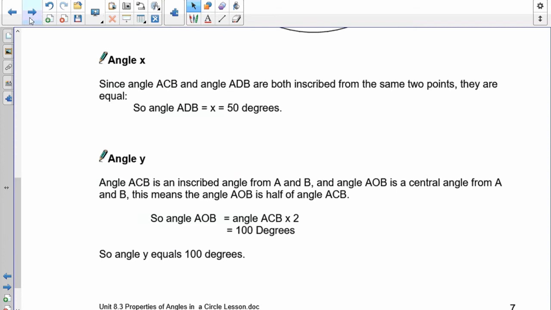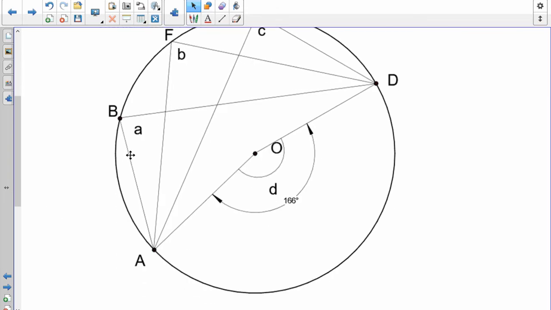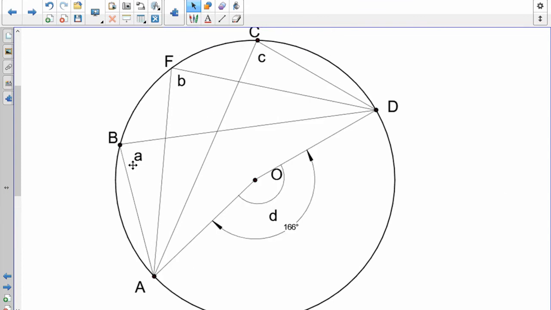Okay, moving on. Here's our next example. This is again testing whether you know the relationship between inscribed angles and central angle. You'll notice I've got A, B, and C here. These are all inscribed angles, and they're subtending the minor arc AD, sorry. And you'll notice that the angle at AD is 166 degrees. So this is asking you, do you know the relationship between its central angle and its inscribed angles when they subtend the same arc?